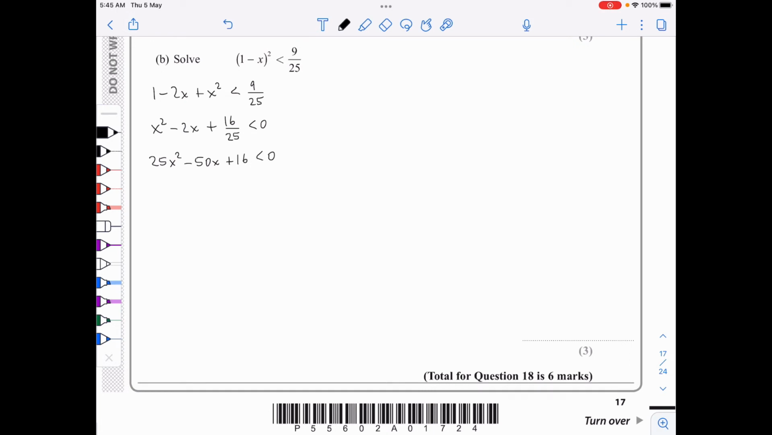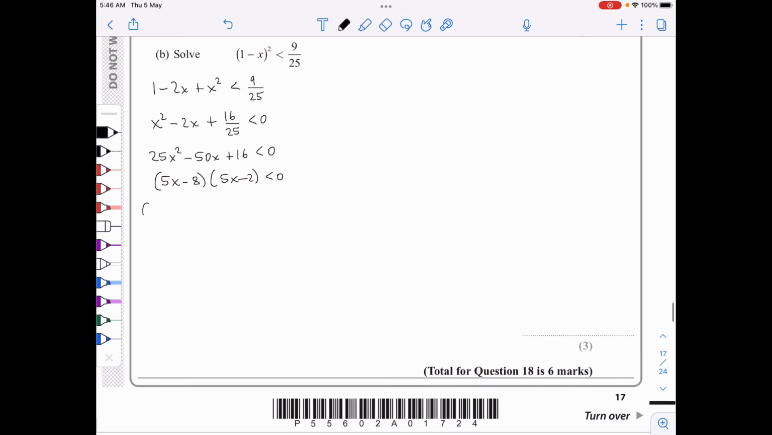And then I could actually factorize this into 5x minus 8, 5x minus 2. And from this, we can extract the critical values, the values that make the left-hand side 0. It's 5x minus 8 is 0, and 5x minus 2 is 0, which leads to x is 8 over 5, and x is 2 over 5.